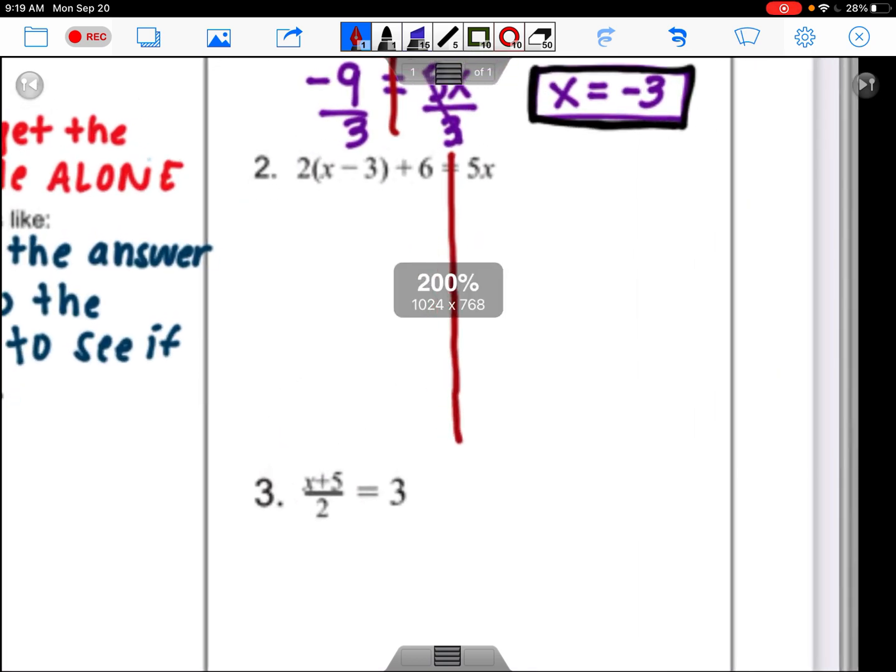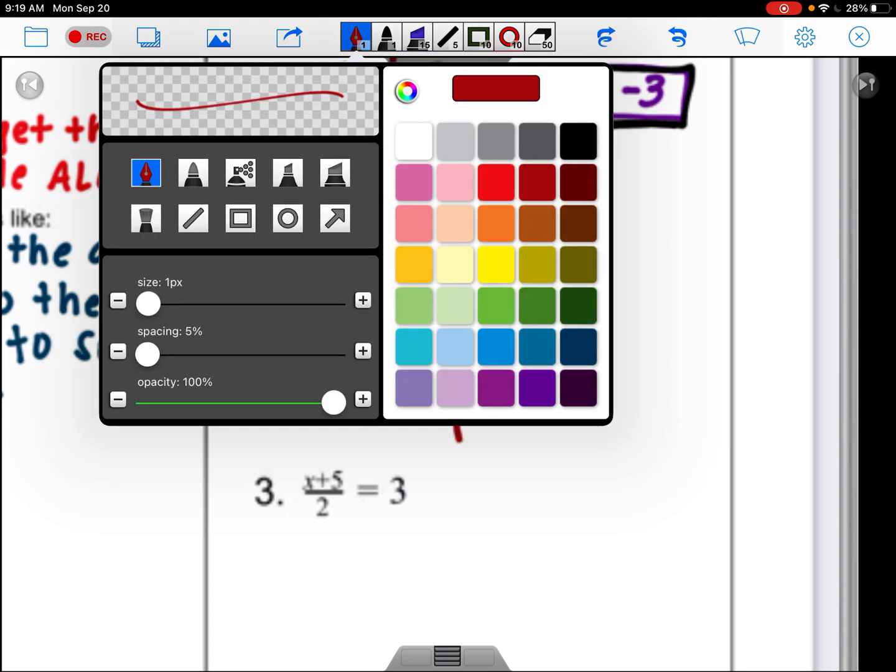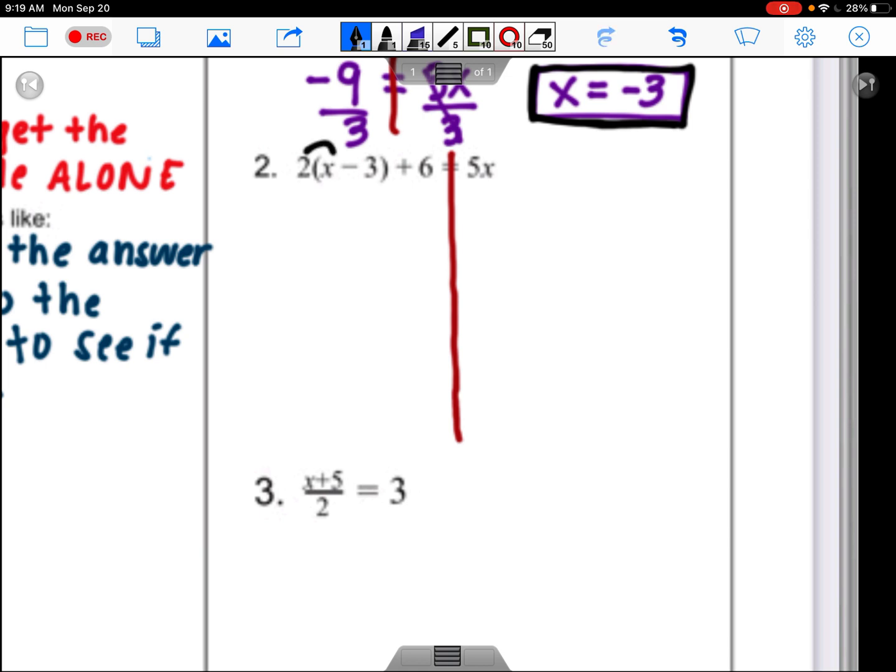But I think it helps some people to see this is one of my sides, and this is another one of my sides. Remember, we need the x on one side and the number on one side, right? X on one side, number on one side. That's our goal in an equation. So I'm going to distribute here first. 2 times x is 2x. 2 times negative 3 is negative 6.